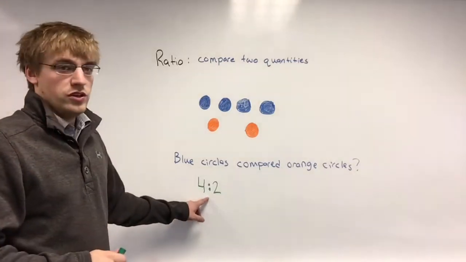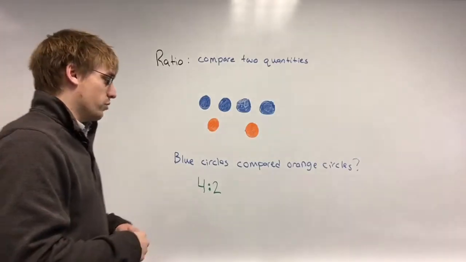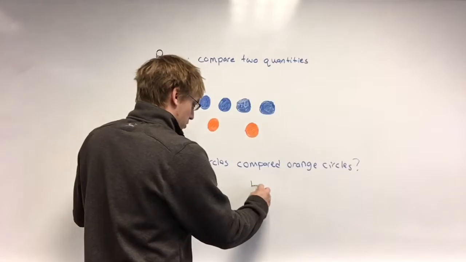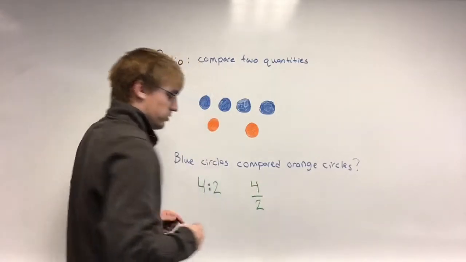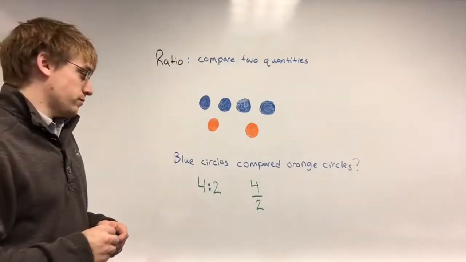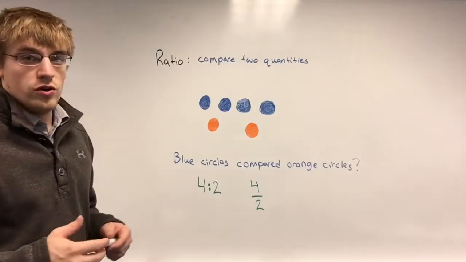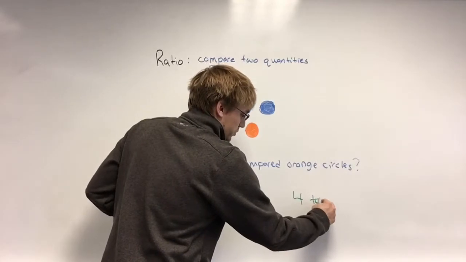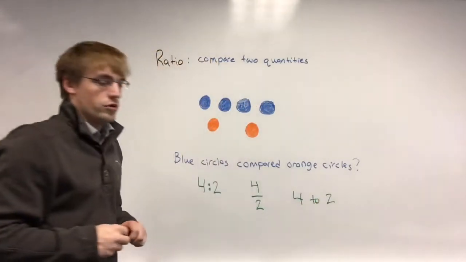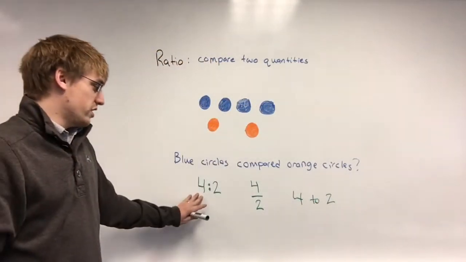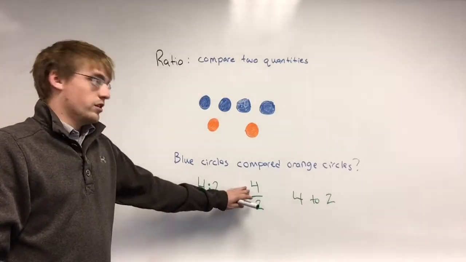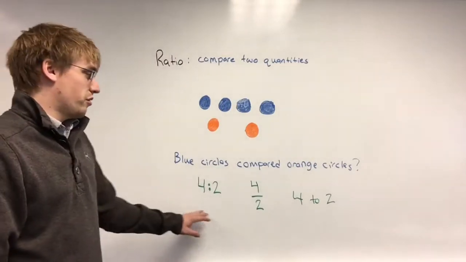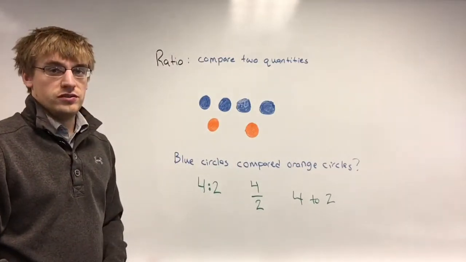Now this isn't the only way that you can write a ratio, okay? Another way that you can write a ratio, it looks a lot like a fraction, okay? You could have 4 over 2. Or the third way is you can actually write 4 to 2. So you can write the word "to" in the middle. So the way that you say this is 4 to 2. Okay? So these are the 3 different ways that you can write ratios.